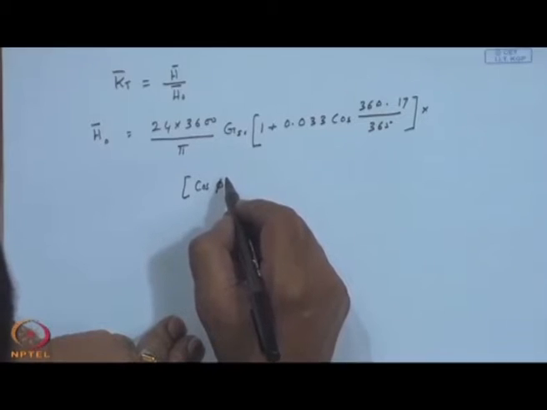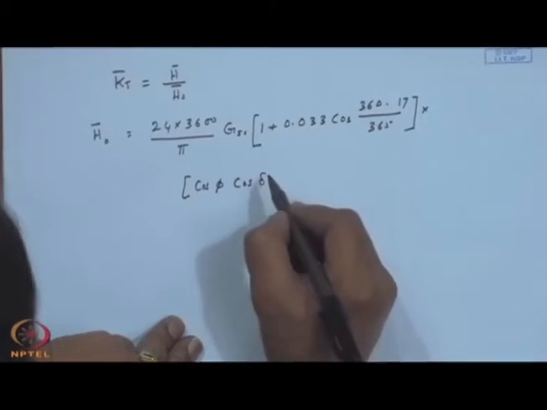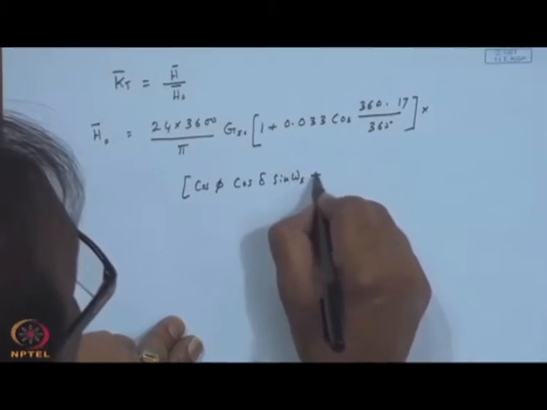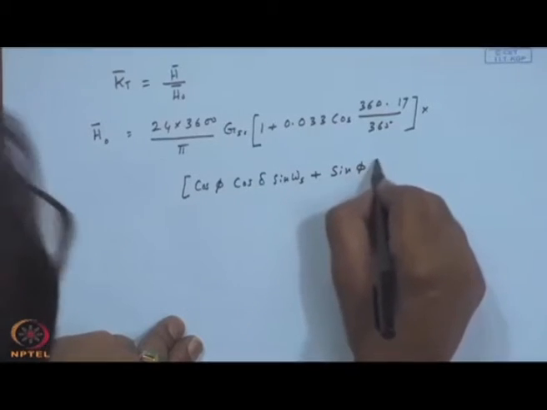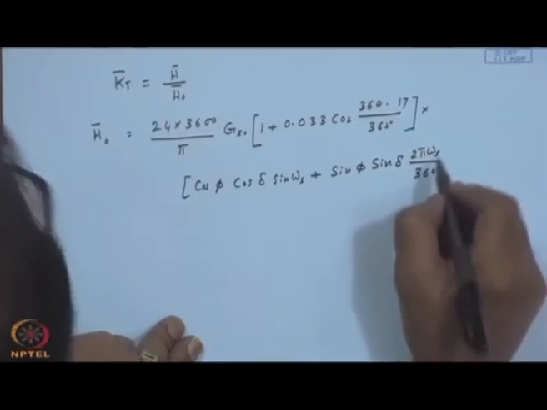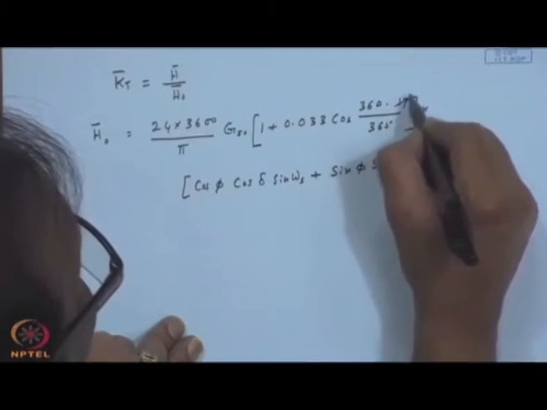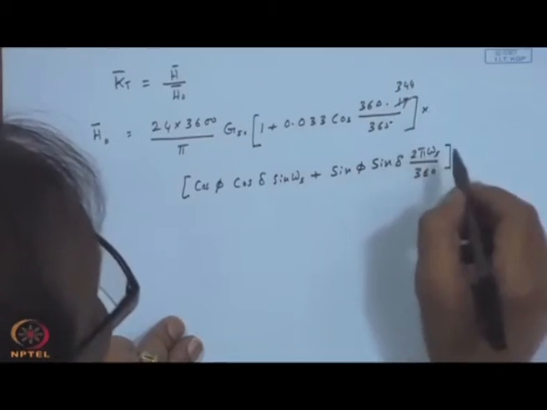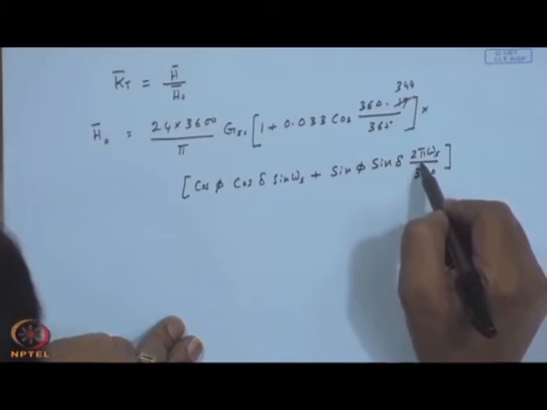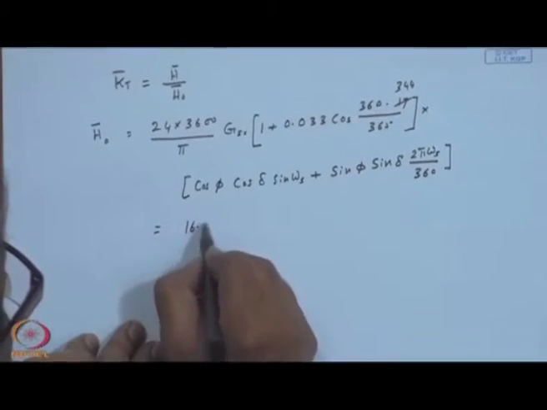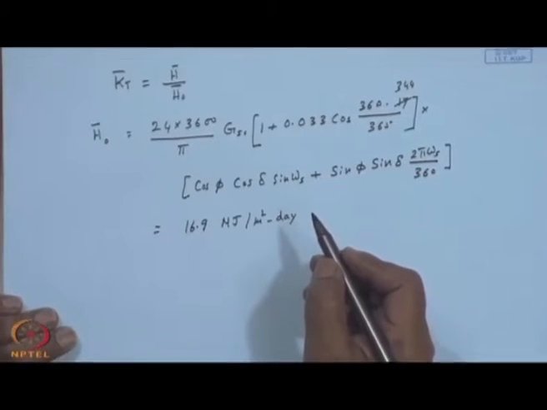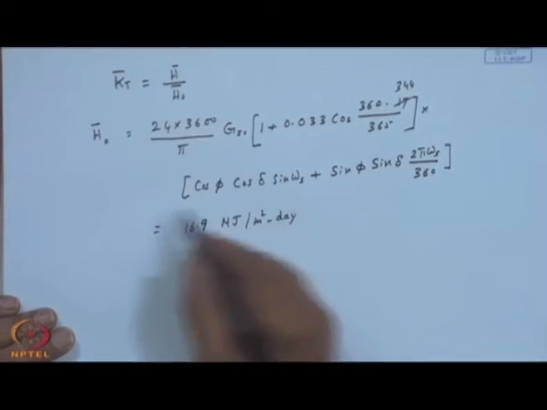Cos phi, cos delta, sin omega s plus sin phi, sin delta 2 pi omega s by 360. I think this should be 344. Just check up. I have made the calculation correctly, but here the writing is wrong, because this will be the midpoint of the month of December. So, this will turn out to be 16.9 megajoules per meter square day. Or you can look up the charts in a textbook with a latitude of 35 degrees, approximately it will turn out to be correct.